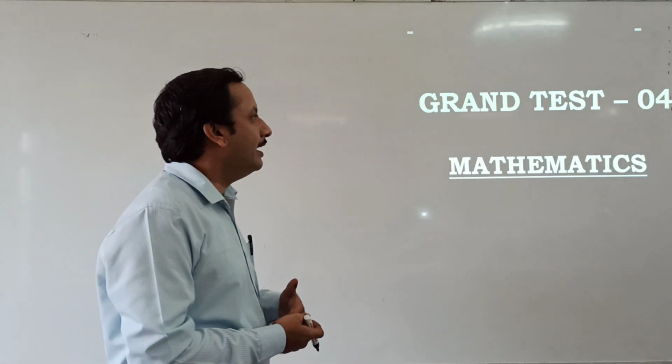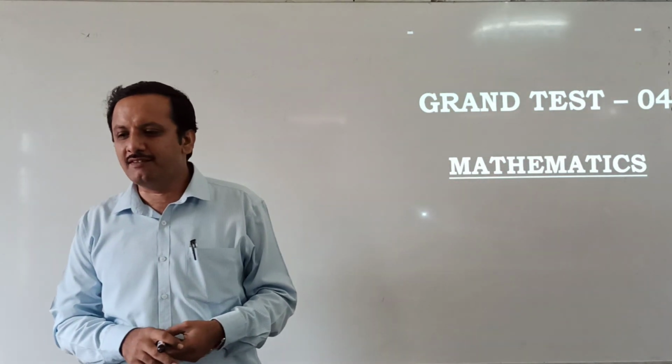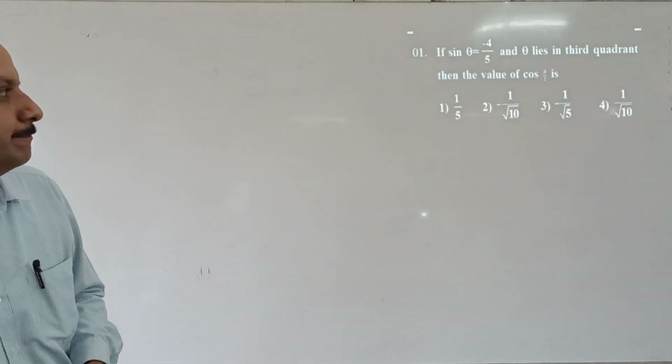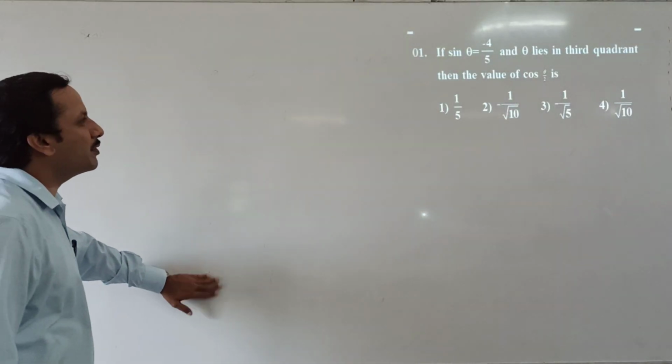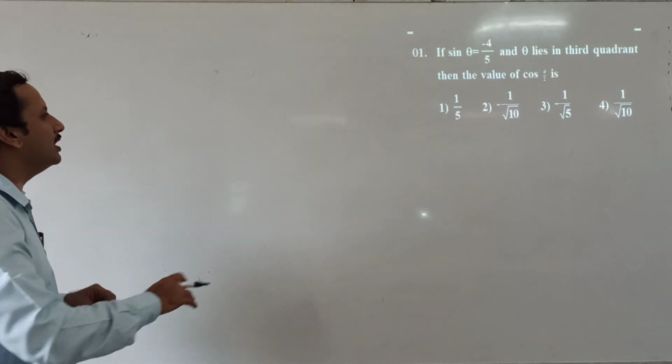Good evening, students. In this class, I will discuss grand test 4 questions. Let's have a look at question number 1. If sin theta is equal to minus 4 by 5 and theta lies in the third quadrant, then the value of cos theta by 2 is.